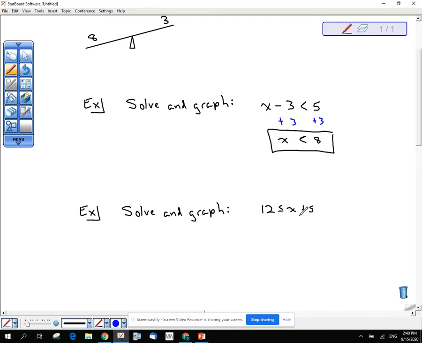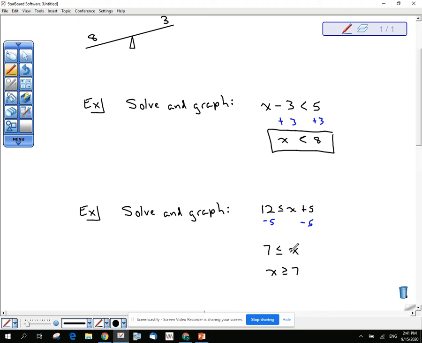Our variable is being added to 5. We want to subtract 5. I show in blue what you really don't need to show as part of your work. But what would happen is that 12 minus 5 is 7, and keep less than or equal to. The 5's drop off there, because 5 minus 5 is 0, and you're left with 7 is less than or equal to x. I would very much prefer you to switch that around.